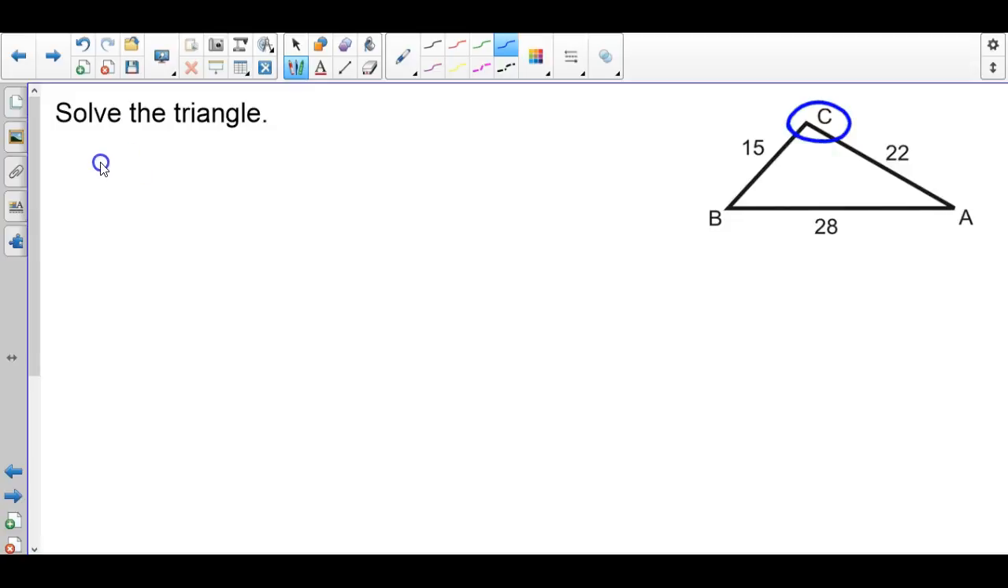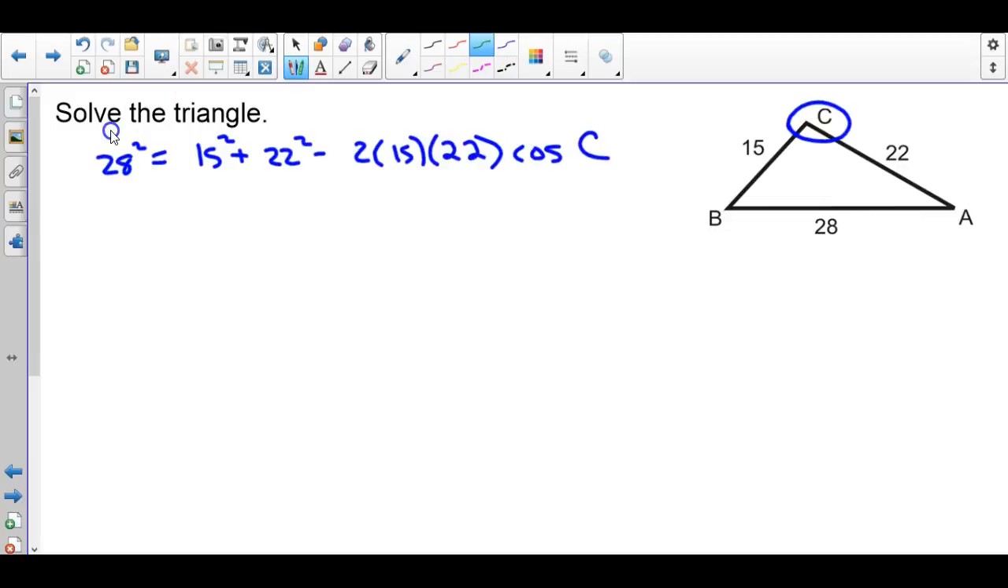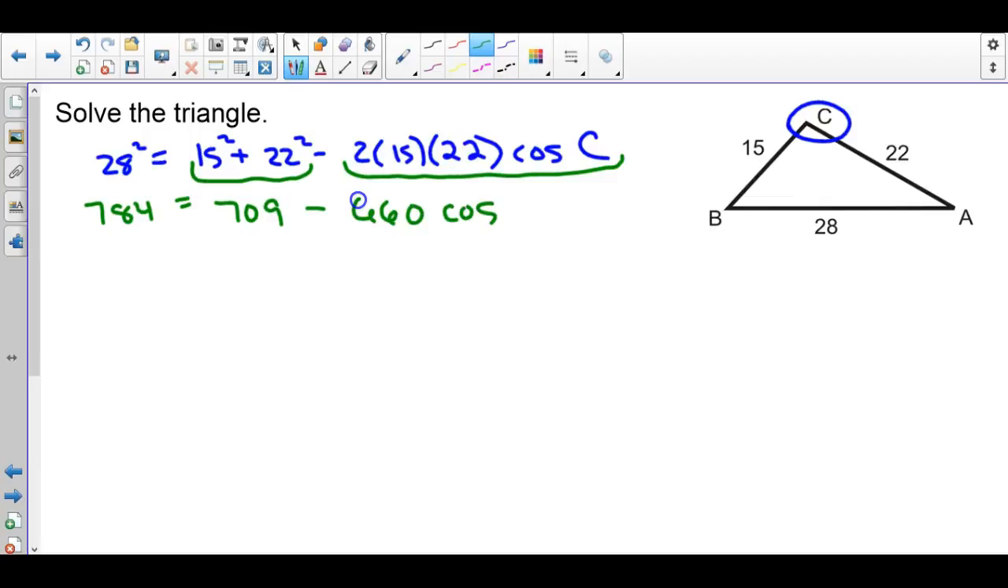So I'll start off by writing out that law of cosines again. So I would say 28 squared equals 15 squared plus 22 squared minus 2 times 15 times 22 times the cosine of the angle that's between those, which is C. So as far as my simplifying goes, I'm going to simplify the left, which is 784. And then I'm going to simplify this part right here, 15 squared plus 22 squared. I can put that in my calculator and get 709. And then I'm also going to do 2 times 15 times 22, and I'm just going to bring this whole thing down, basically. And that comes out to 660 times the cosine of C.